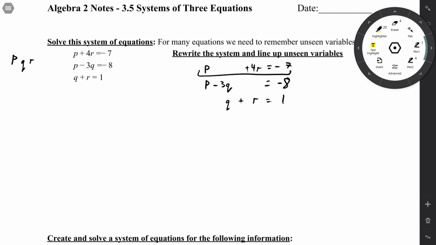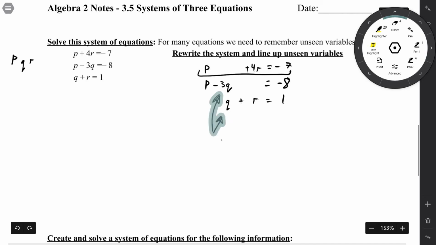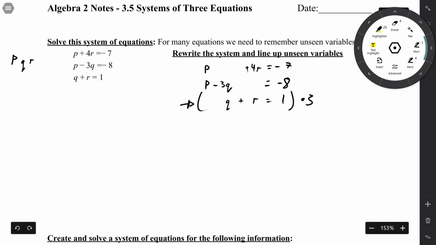Does not matter. I just like that this one is already positive and this one is already negative, so I don't need to deal with multiplying by negatives. That's usually where I mess up. If you find a method that works better for you, by all means, use that. So I'm going to multiply this equation by 3. So I will get 3Q plus 3R equals 3.